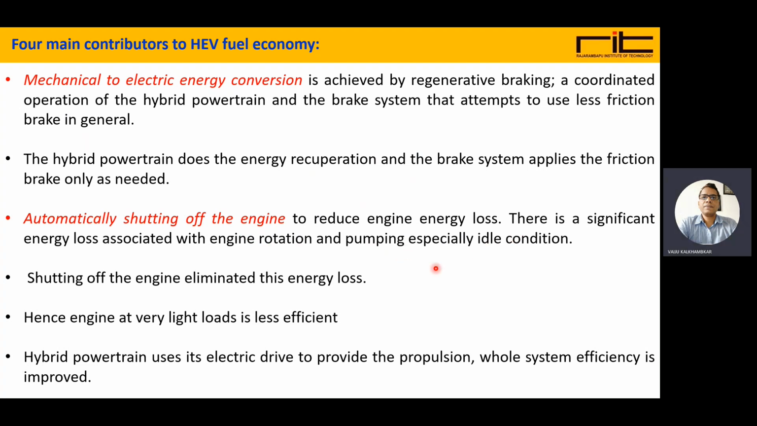When the engine is idle in a conventional IC engine vehicle, it is not possible to turn it off. But in a hybrid vehicle system, it is possible to turn off the engine instead of keeping it idle, because in idle position it will have losses, especially from engine rotation and pumping. So we switch off the engine automatically, and during that we can keep the electric mode on. That is, the motor will provide the propulsion during idle or lower speed conditions. Shutting off the engine eliminates this energy loss.